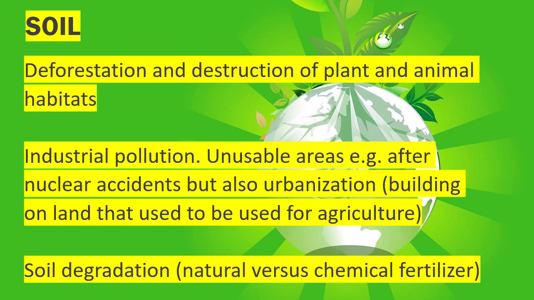So next one, soil. This includes deforestation and destruction of plant and animal habitats, industrial pollution, basically the bad stuff that they put into the air, a lot of it falls down onto the soil, and unusable areas. For example, after nuclear accidents, but also because of urbanization, so building on land that used to be used for agriculture. And lastly, soil degradation. This means the quality of the soil is getting worse, and a lot of that is about using natural fertilizers compared with chemical fertilizers.